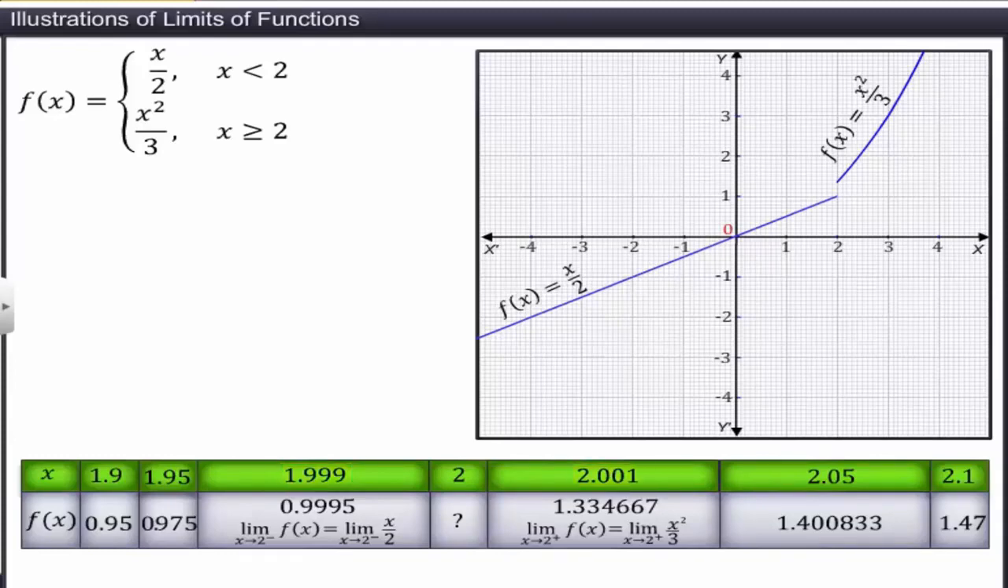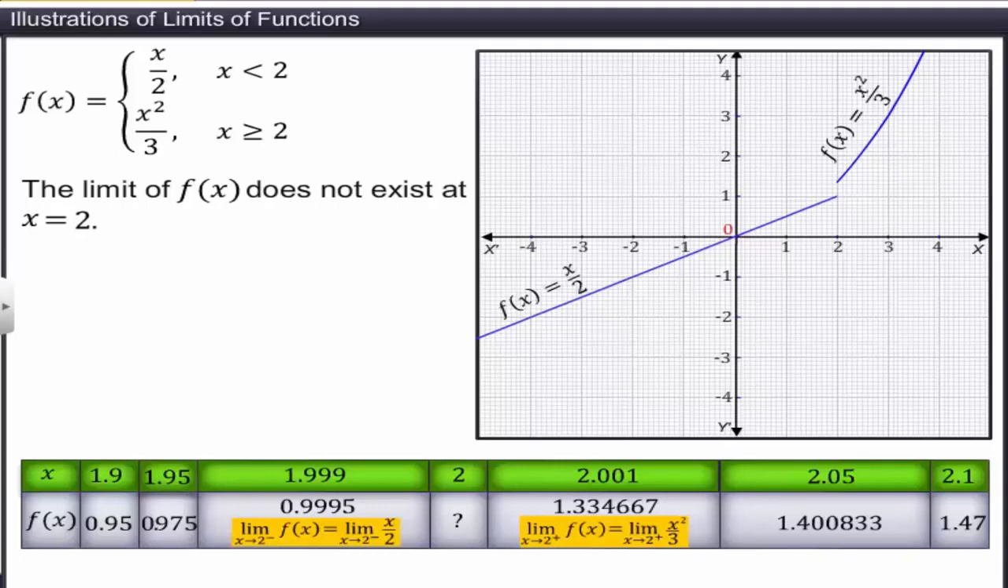We can see that there is a significant shift in the value of the left hand and the right hand limits. This implies that the two limits do not coincide with each other and the limit of the function does not exist at x is equal to 2. This is evident from the graph.